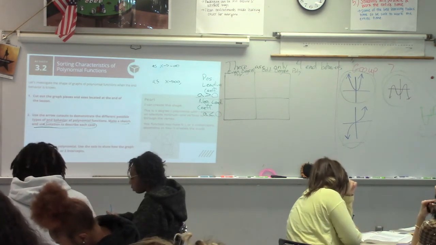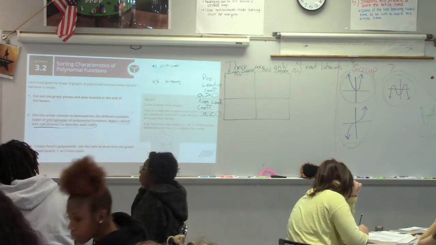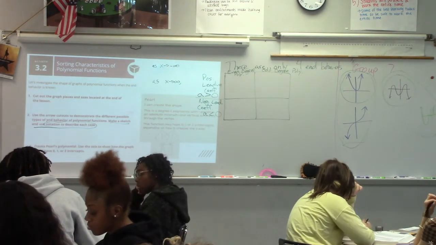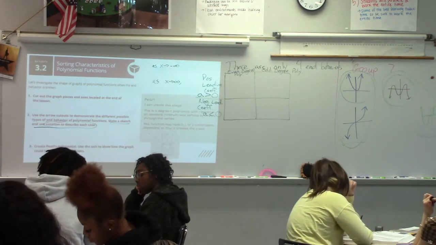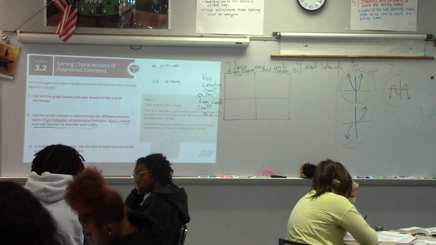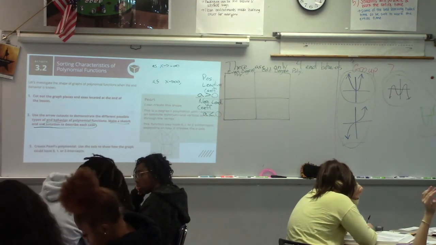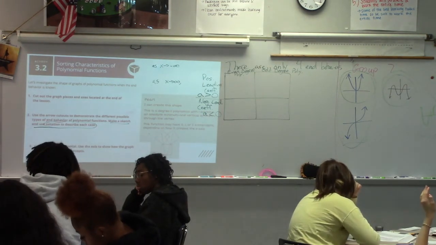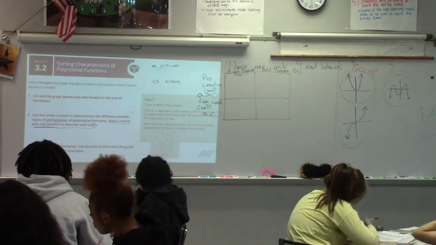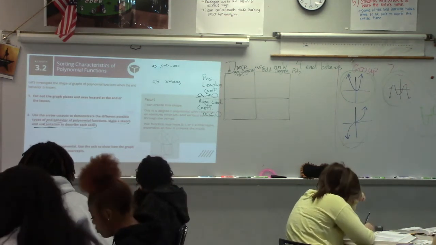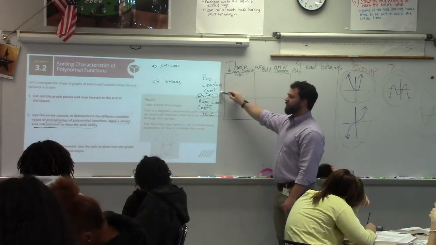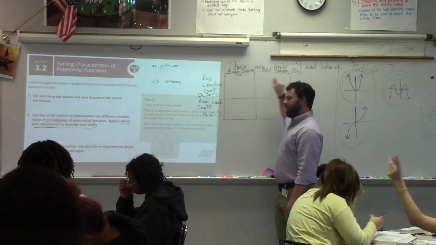So if you have your sketches, get your sketches out. Okay, top left, an even degree polynomial with a positive leading coefficient. You see how it's the intersection of those two statements? So put an even degree polynomial with a positive leading coefficient right here. Like put a graph.